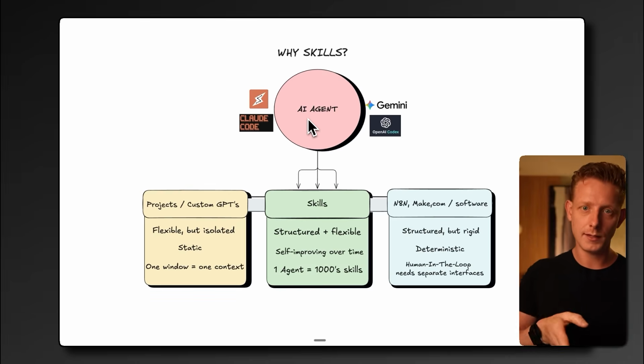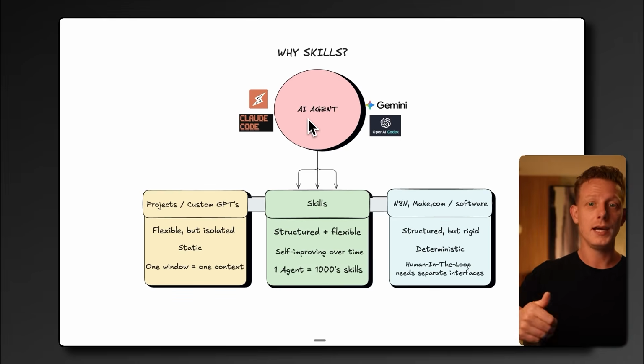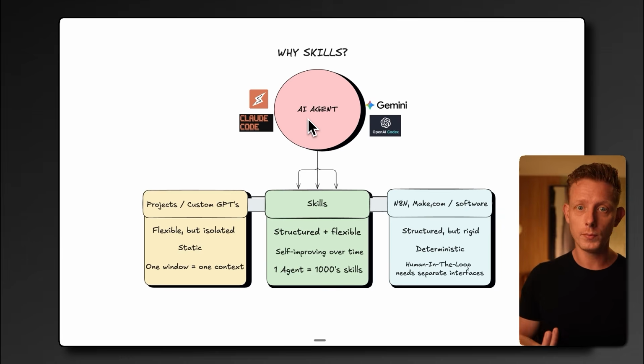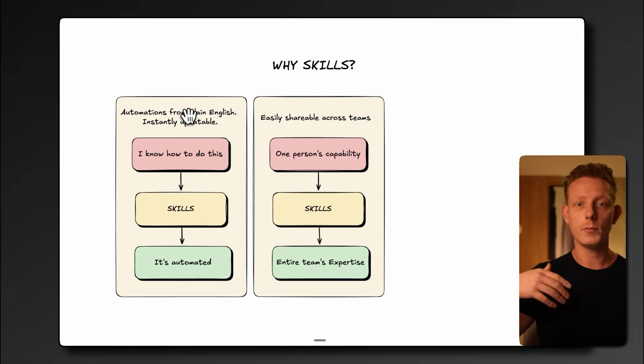And skills sit in the middle. They're essentially instructions for an AI agent on how to do a specific process. They can self-improve. They have human in the loop. But unlike a project or a custom GPT, thousands of skills can be accessed by the same agent. And the game changer is that they can be created and updated by simply prompting. And that means anyone can start automating their tasks and workflows through a single interface on Claude Code, CoWork, or Codex. They're also shareable across your business.